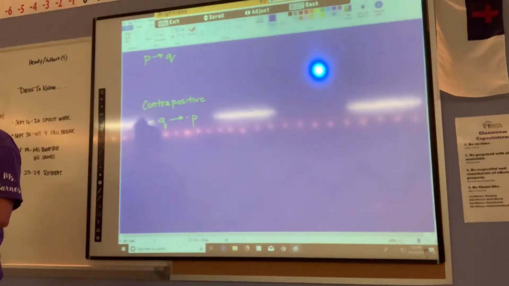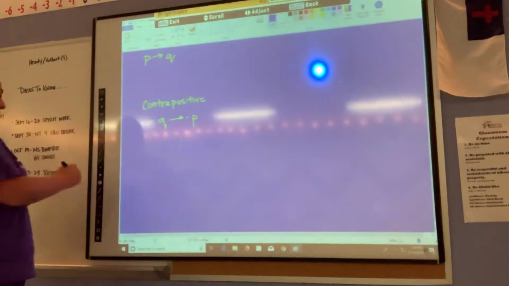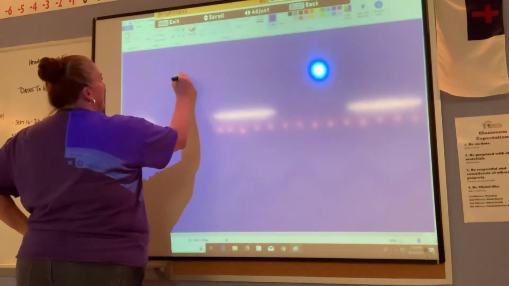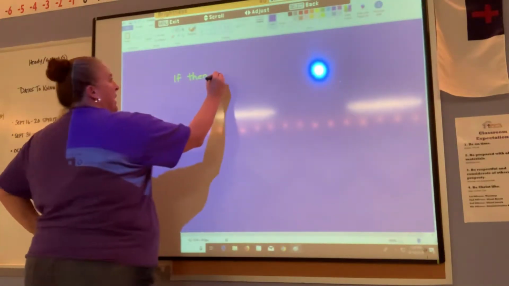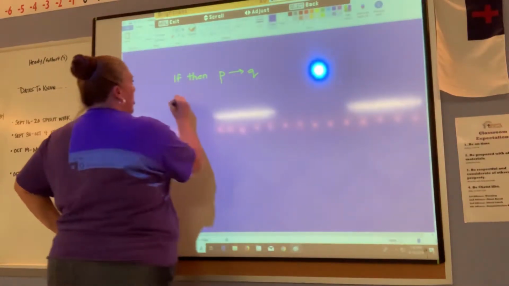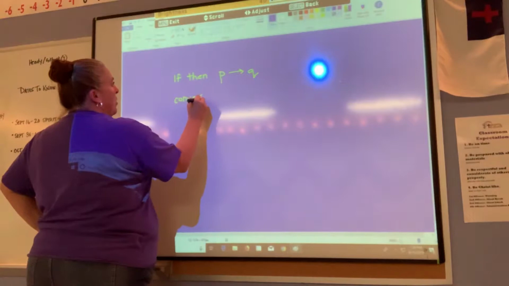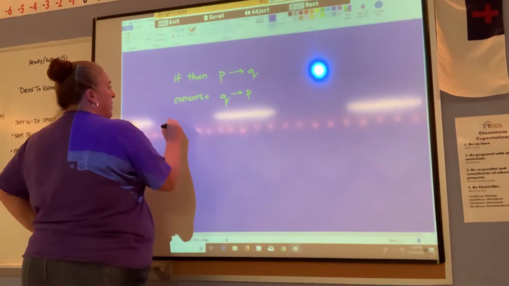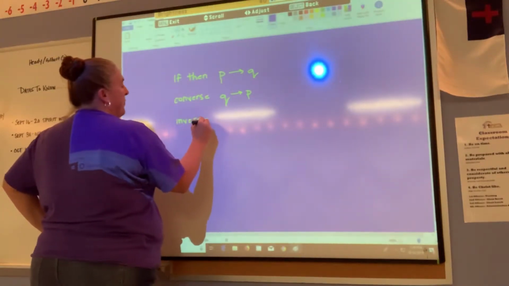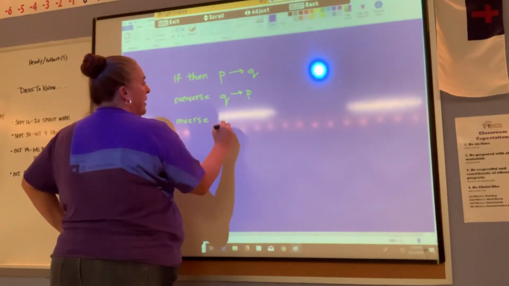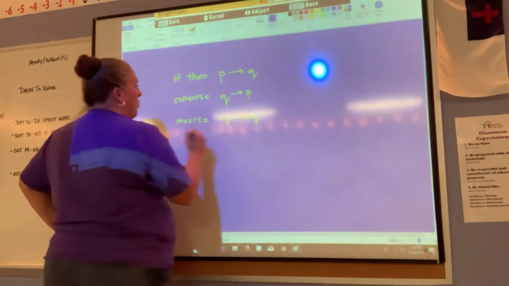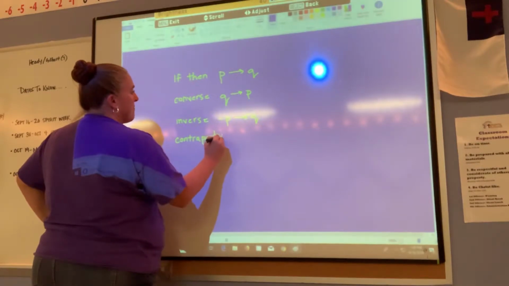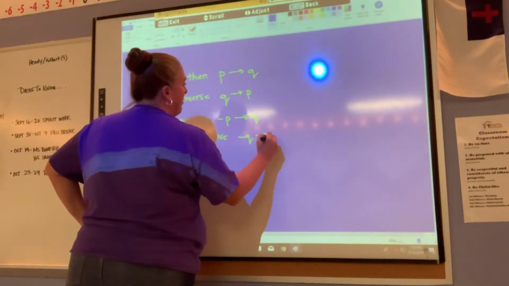Okay, now that we have gone really, really difficult, let's make it a little bit easier by charting it. Does that sound better? No, not really. Okay, if then, P then Q. So if you had to say converse, what are your letters? QP. Q then P. What was the next one? Inverse? Negative P to negative Q. And what was contrapositive? Negative Q to negative P.